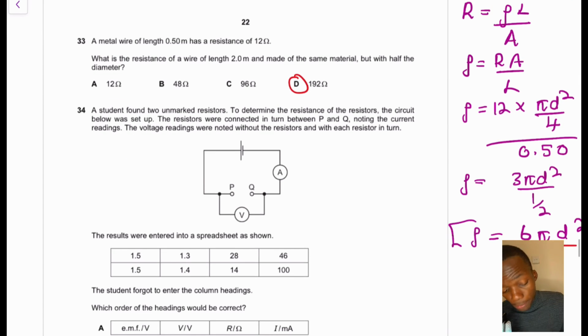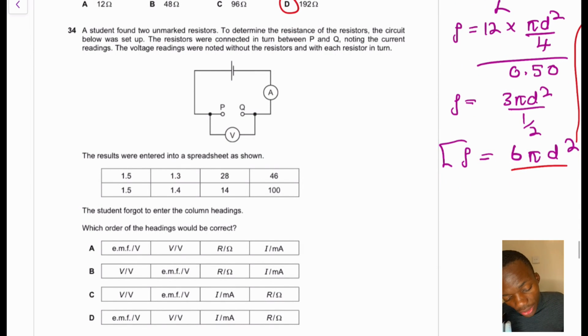Okay, so on to question 34. A student found 2 unmarked resistors. To determine the resistance of the resistors, the circuit below was set up. The resistors were connected in turn between P and Q. Okay, so he's just going to try out some new things. I'm a very curious guy, right?